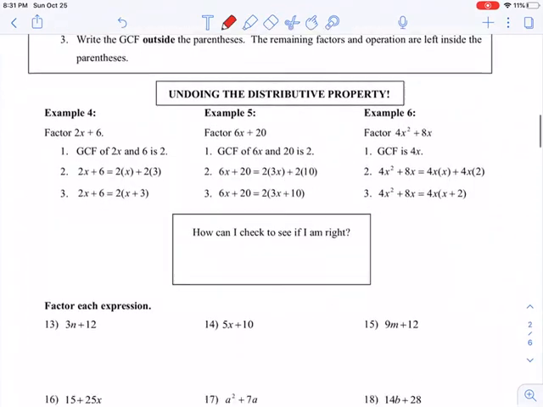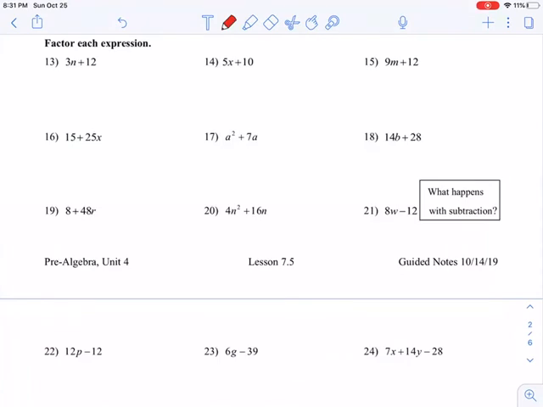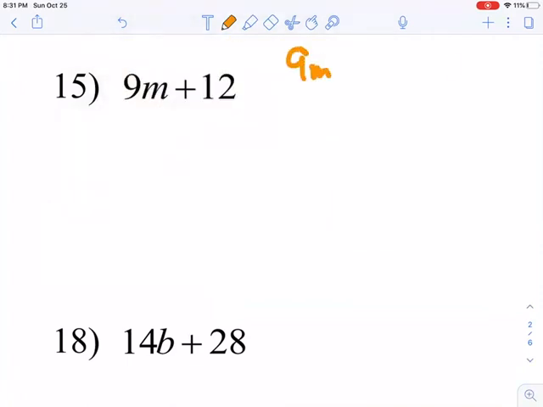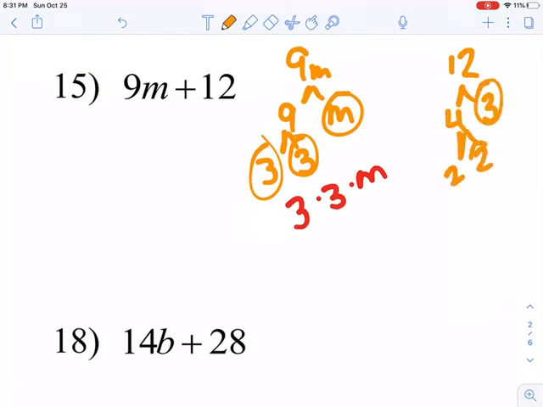All right, so let's use this to factor then. Let's go with number 15. You have a 9m and you have a 12. So this breaks down into a 9 and an m. The 9 needs to be broken down into a 3 and a 3. So you have a 3 times m. The 12 breaks down into a 4 and a 3, and a 2 and a 2. All right, let's see what can get married. Looks like a 3 and a 3. And that's it. So 3 is your greatest common factor.